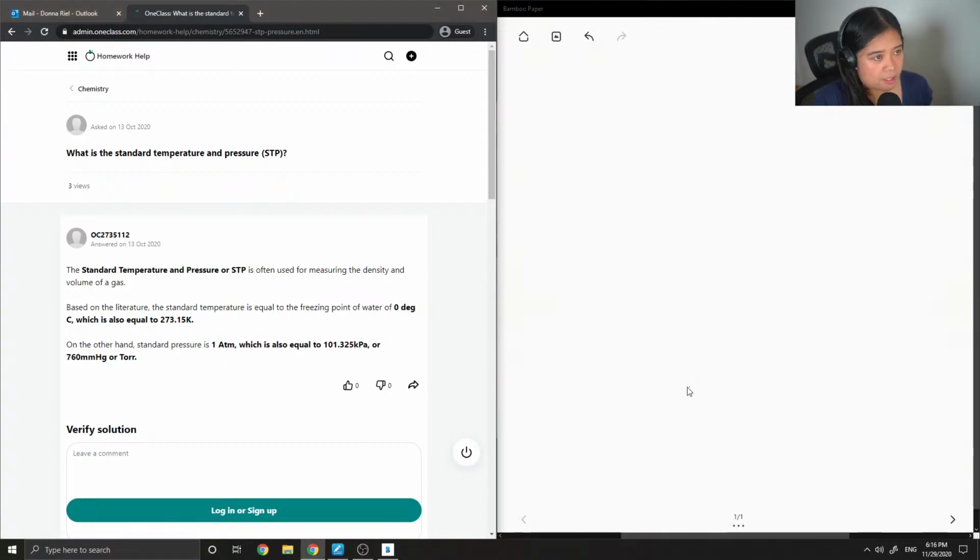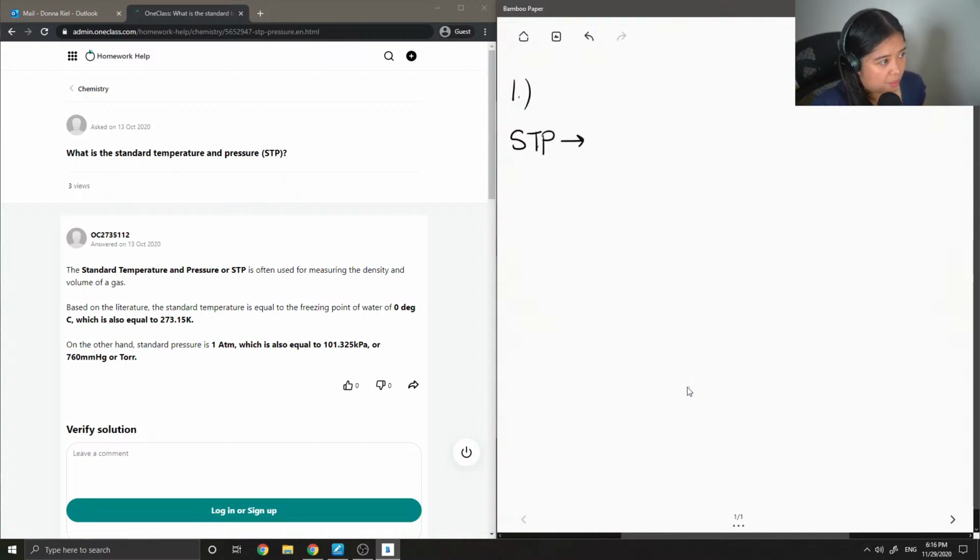Okay, so question 1 just asks, what is the standard temperature and pressure, also known as STP? So STP, like what they mentioned, stands for standard temperature and pressure. So for the temperature, standard temperature is 273.15 Kelvin. And this is also equal to 0 degrees Celsius, or in Fahrenheit 32 degrees.